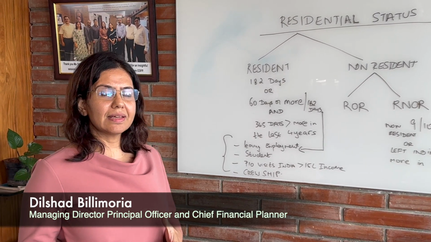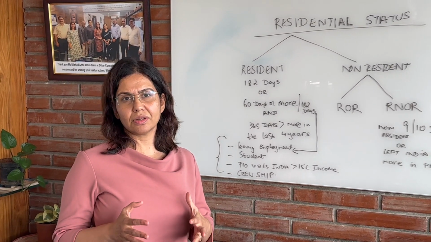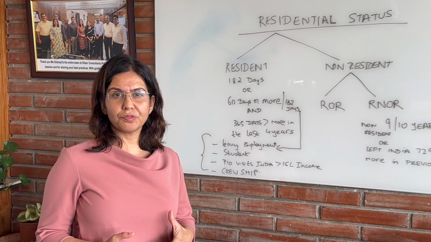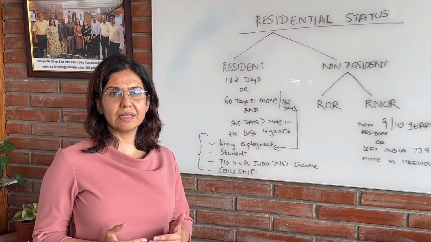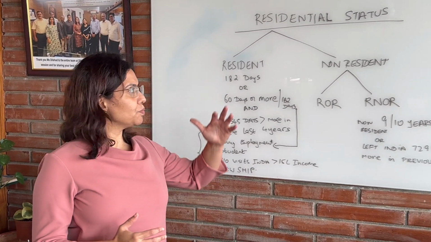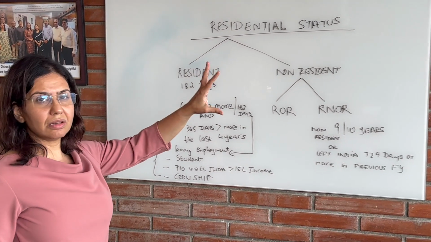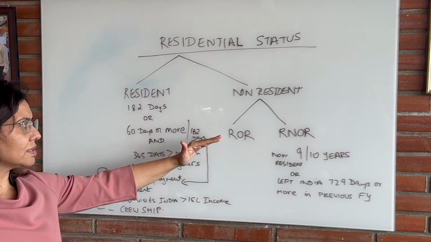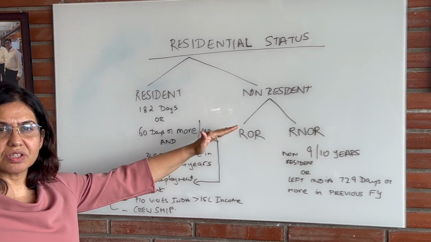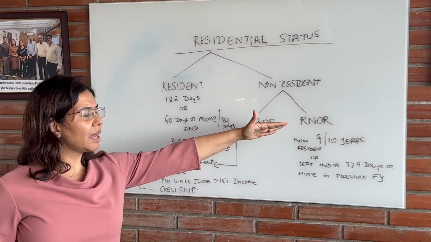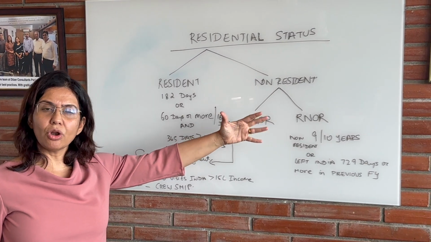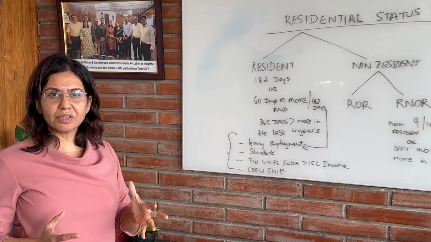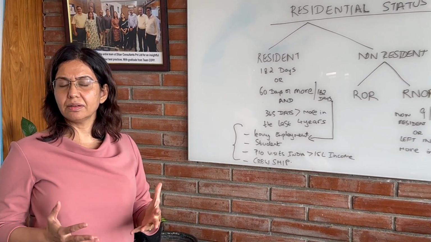So today we'll be discussing the residential and non-residential status of an individual. This is for the purpose of tax computation of an assessee, to determine whether an assessee is a resident or a non-resident. Predominantly we have three broad categories: resident, non-resident, and if the person is a resident, there is ROR, which is resident and ordinarily resident, and RNOR, which is resident and not ordinarily resident.